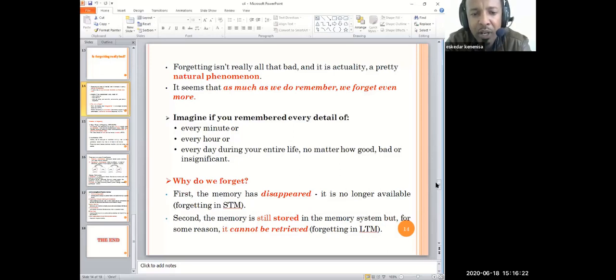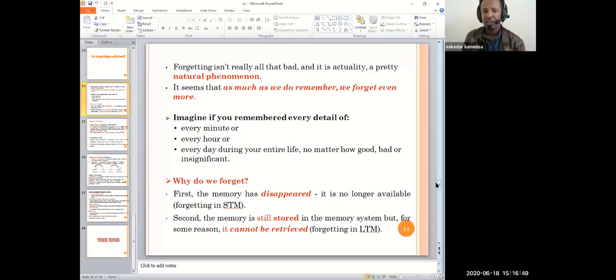Forgetting is important. However, we sometimes forget some important things, some relevant things to our life. Why is that? The first one is that the memory has disappeared. It's no longer available in short-term memory. The second one is that it is still stored, but it cannot be retrieved.